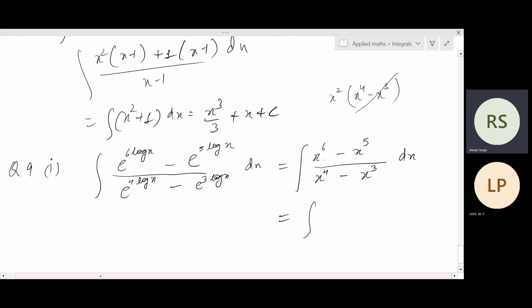And if it's not the case, then you can take just the highest power. You can take x to the power 5 out, so this will become x minus 1, and you can take x cube here, so this will become x minus 1. You can take x cube as the highest factor, and then this will become x minus 1, so this will also cancel out. 5 minus 3 will give you x square, the same thing you'll get.